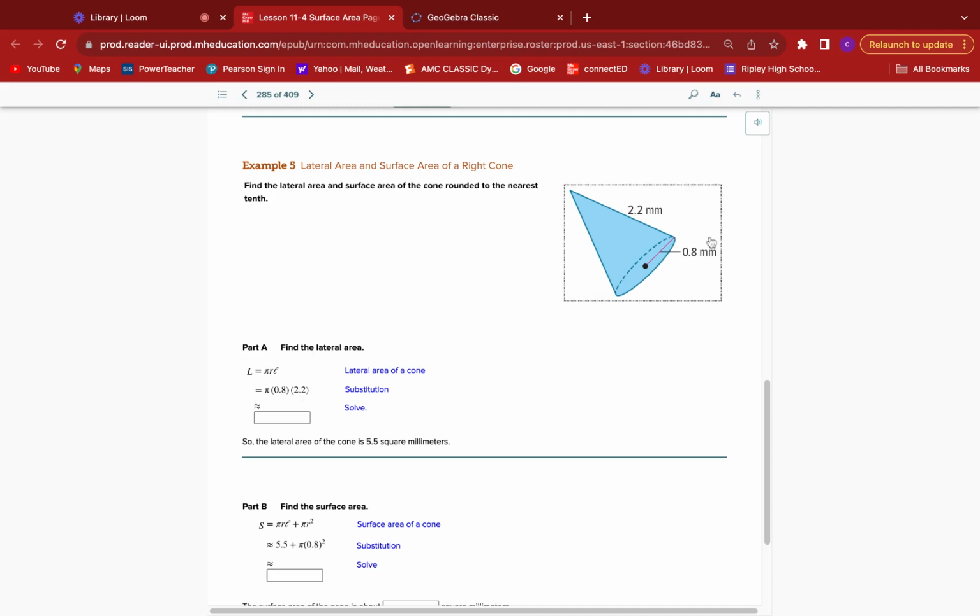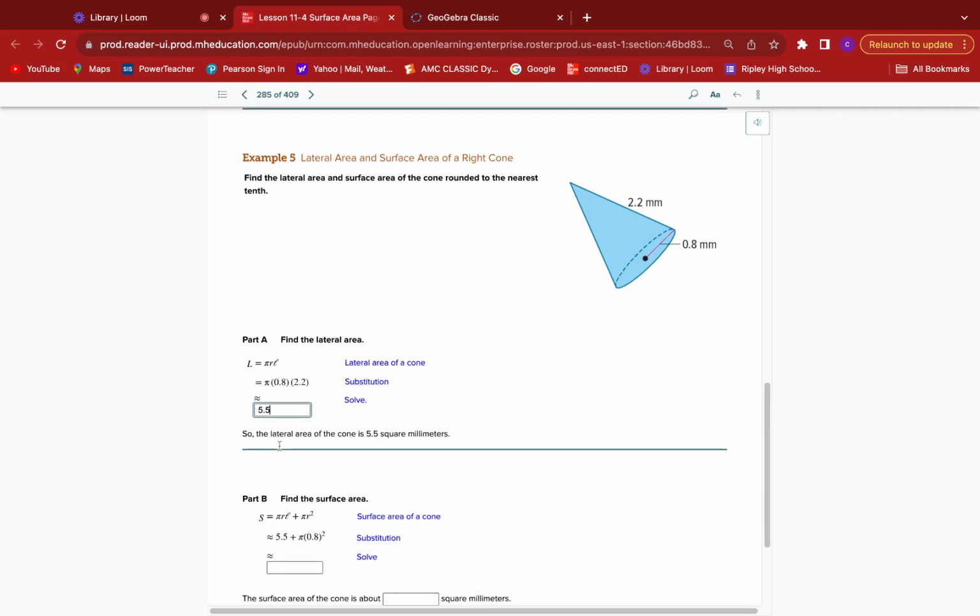And they give me the slant. They give me the 2 things that I need. But if they had given me the actual height, I would have to do the Pythagorean theorem to get my slant, which is 2.2. All right, so grab a calculator. And you're going to put in pi times 0.8 times 2.2. And you're going to get approximately 5.5 squared millimeters. Now remember, this is the lateral, just the cone part. We now have to find the area of the base, which is a circle.